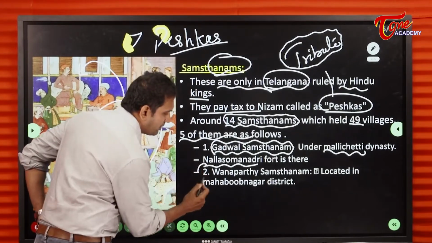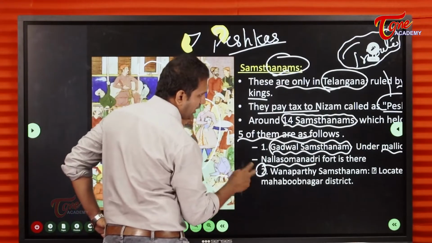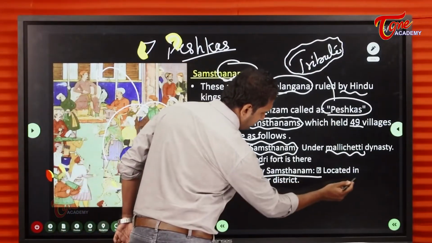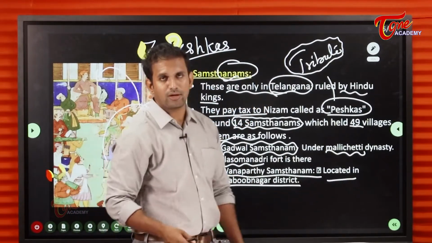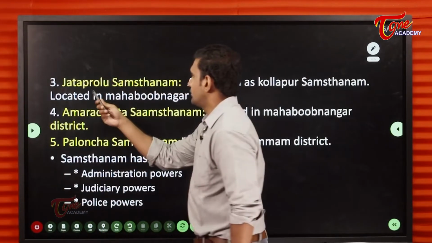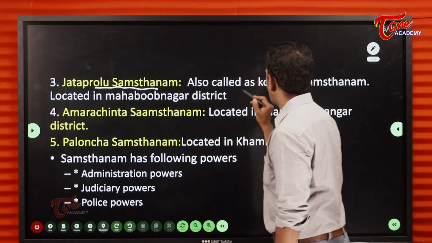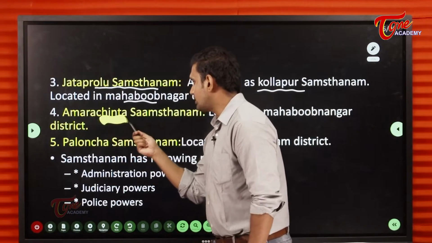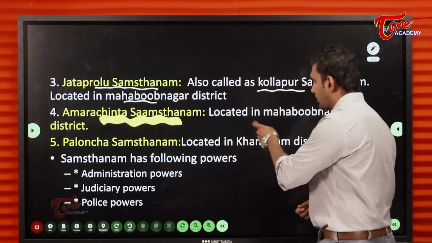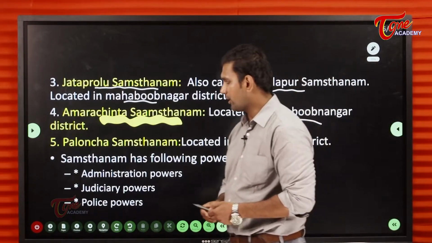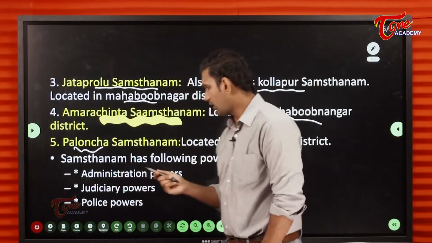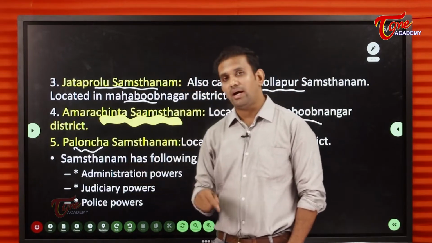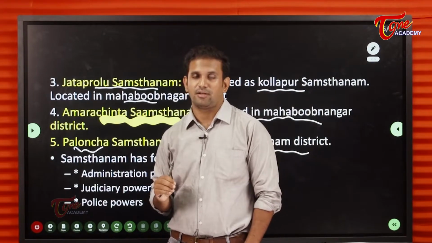Then the second one, Wanaparthy Samsthanam. It is located in Mahbubnagar district. Then we have Jataprolu Samsthanam. It is also called Kolhapur, again located in Mahbubnagar district. Then we have Amarachintha Samsthanam, again located in Mahbubnagar district. Then we have Palvancha Samsthanam. It is located in Khammam district. So I have given you 5 most important Samsthanas.